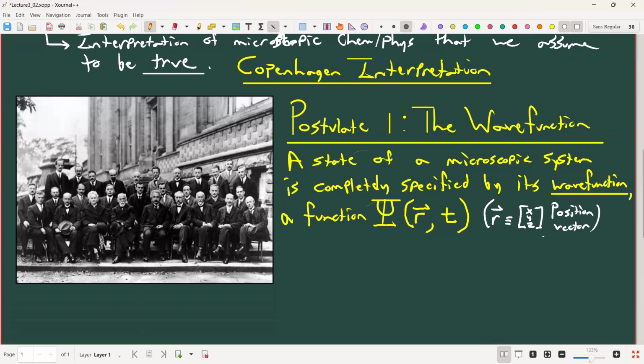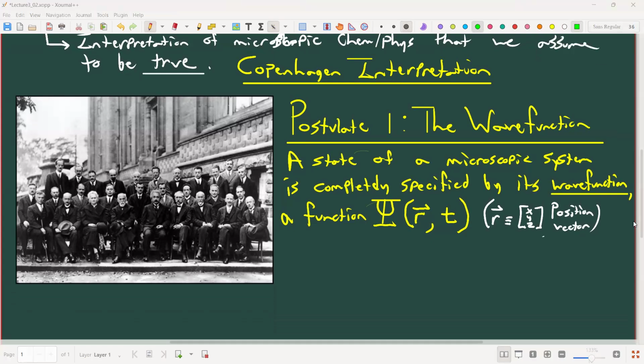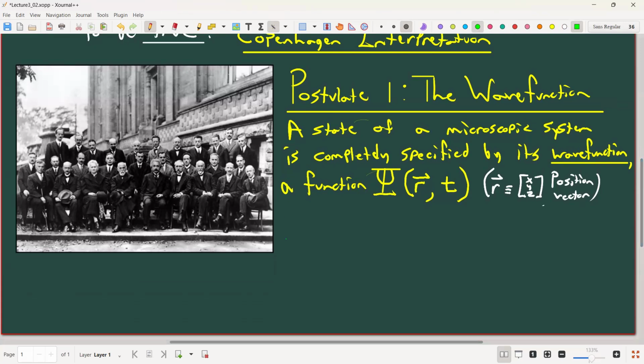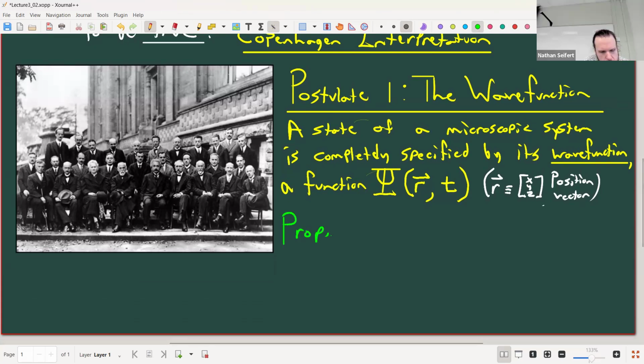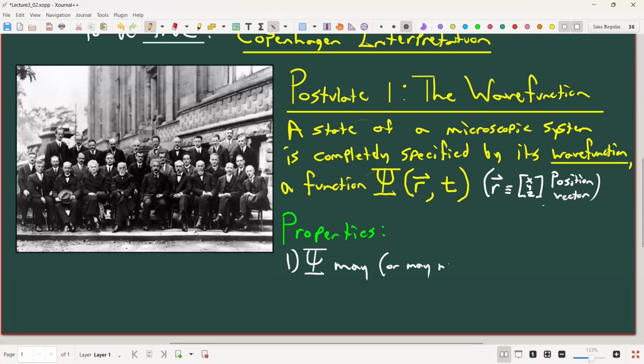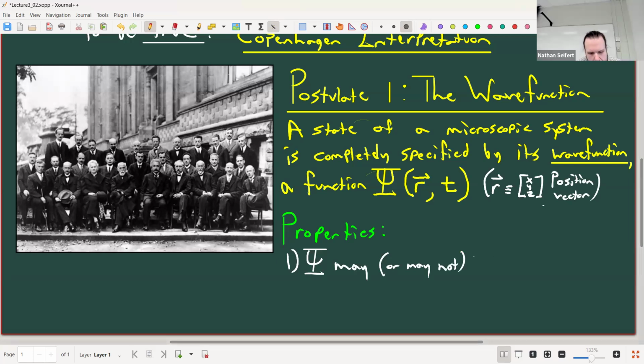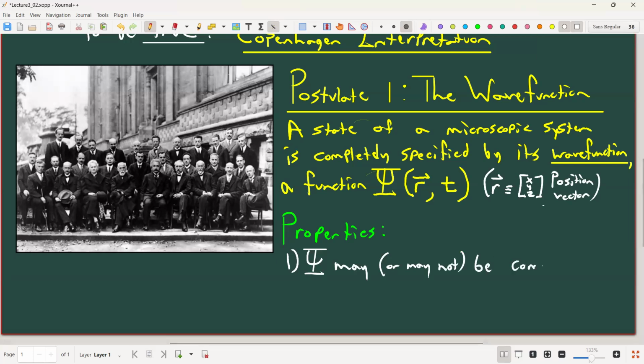All right, let's name a few properties of this wave function that are really important. All wave functions have to satisfy these properties. One is that the wave function psi may or may not, it turns out to be our choice, but we're going to have to consider it, be complex valued.